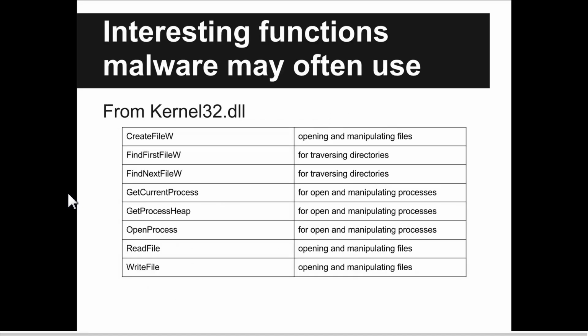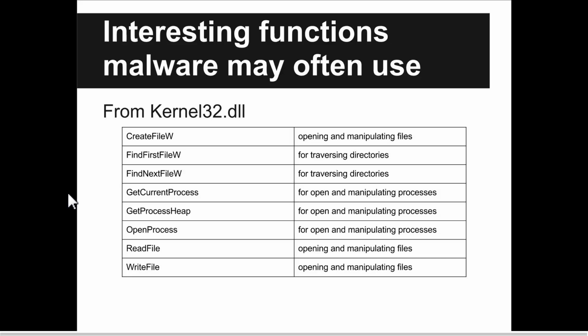So here are some interesting functions that malware may often use. Like I said, functions for creating files, for reading files, for writing files. The second and the third one are interesting: FindFirstFileW and FindNextFileW. Those are actually used for traversing directories. So find the first file in a directory, then the next, and then the next, and the next. Basically iterate through it.